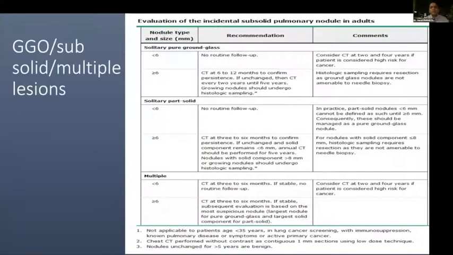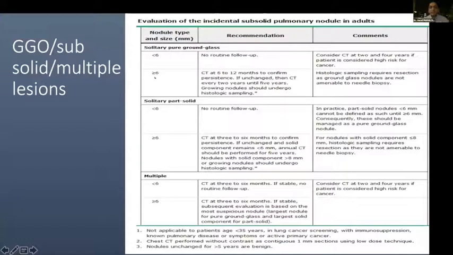So what about GGOs? GGOs are the ones that are more important for us, because GGOs and subsolid lesions have a very high risk of being malignant too. So for solitary pure GGOs, under 6 mm, you can see here, no routine follow-up, but they comment that maybe you can repeat a scan in 2 to 4 years time if they have a low risk. But if high risk, then you go back to the basic follow-up.